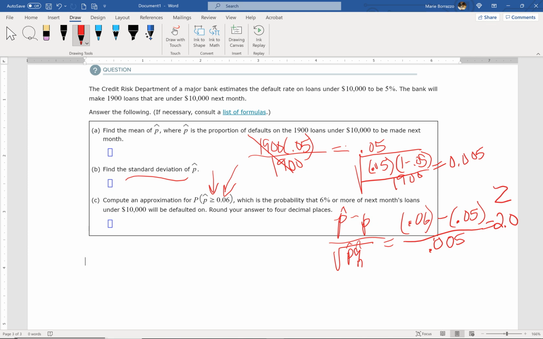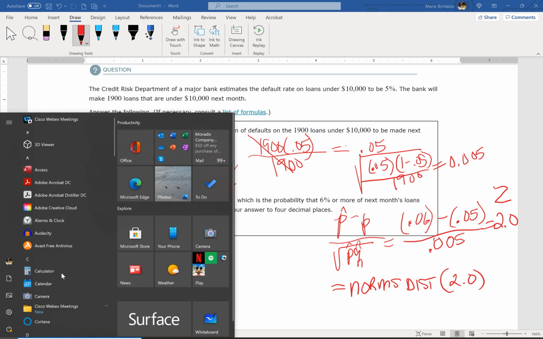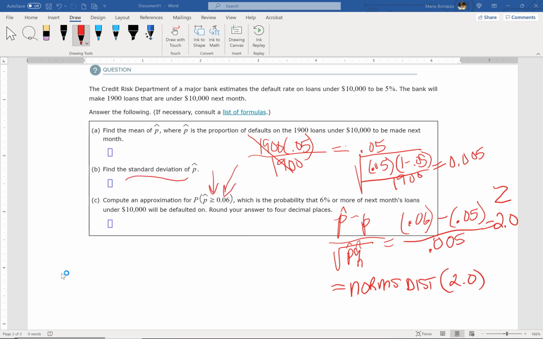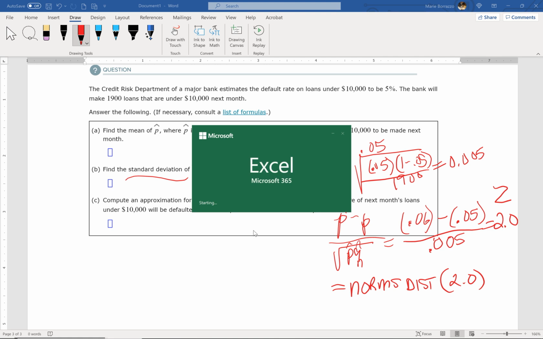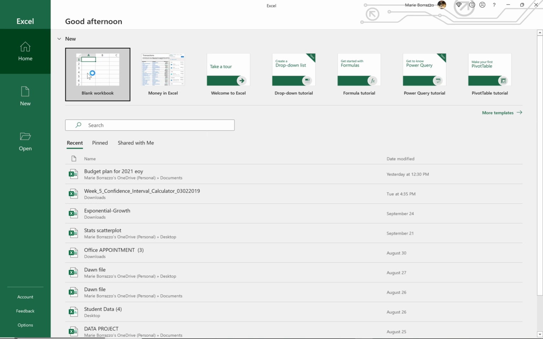If we use Excel and go to equals NORM.S.DIST, and we put in 2.0, look at what's going to happen. I'm going to use Excel for this. Here's Excel. Okay, so we're going to go here.